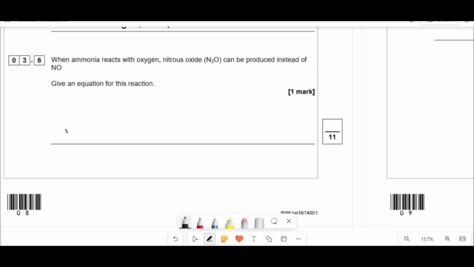When ammonia reacts with oxygen, nitrous oxide can be produced instead of NO. Give an equation for this. So always start with what you know in the equation. They've told you it's ammonia and oxygen making N2O. Now here, you're sticking oxygen onto the ammonia, but the hydrogen's not been dealt with, so it's probably going to make H2O as well. So then, let's have a look. We've got N2 here, so we put 2 there. There's 3 H2Os there, so we could put 2 NH3s here, which is 6 hydrogens, and that's going to be 3 H2Os, and then how many oxygens do we need?